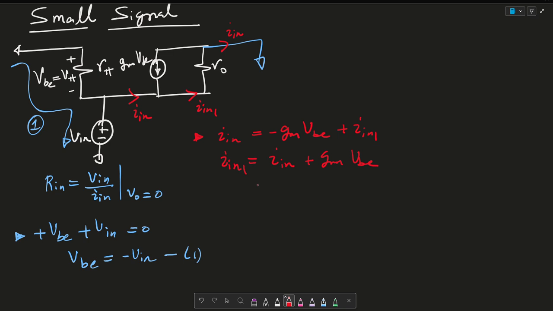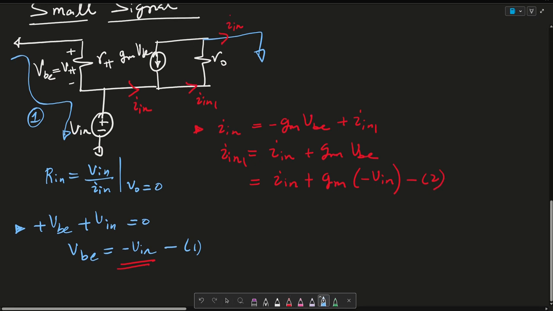As a result of this, we get Iin1 is equal to Iin plus gm VBE, which is equal to negative Vin. So this is minus Vin. And this is equation 2.